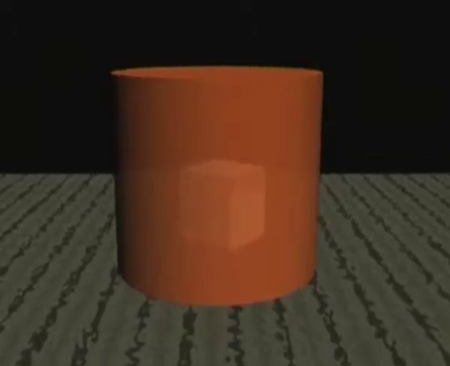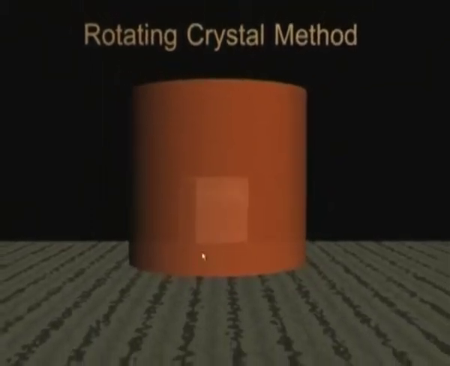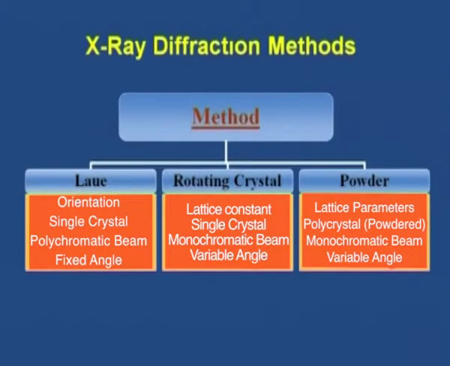We saw the rotating crystal method in the last lecture. In the rotating crystal method, you have a crystal at the center, which rotates. That is the reason why it is called the rotating crystal method. Now, in the X-ray diffraction methods, as I told you in the last lecture, there are 3 different methods which we have been discussing: one due to Laue, then the rotating crystal method, and the powder method.